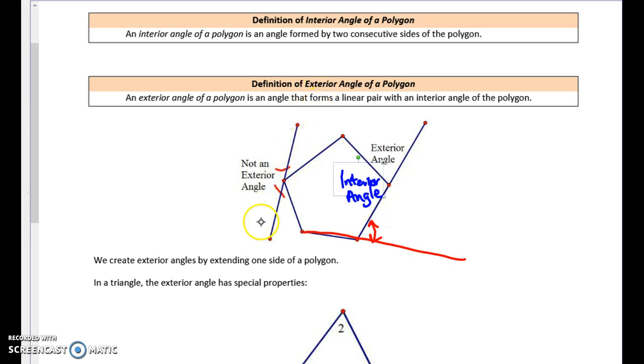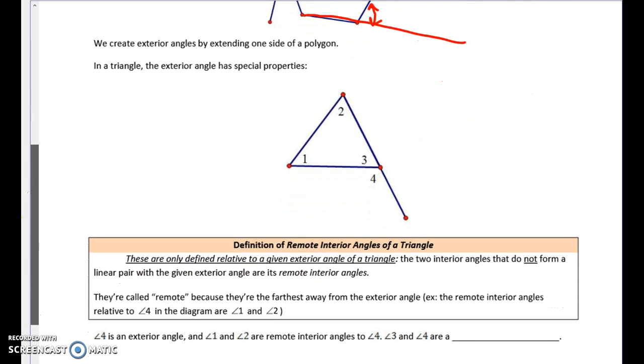Note, if I just draw any random line, that's not going to create an exterior angle. It has to be an extension of a side. So right here, this is an interior angle, and this angle here where I wrote exterior angle in typeface is the exterior angle to this interior angle. Now, when we do this in a triangle, some really special things happen. Specifically, when we create an exterior angle like angle 4, it turns out that angle 4 is going to end up being equal to the sum of its remote interior angles.